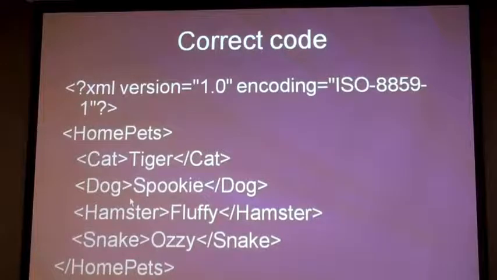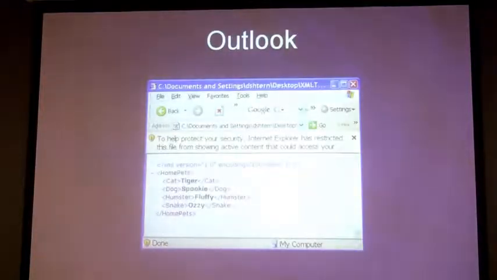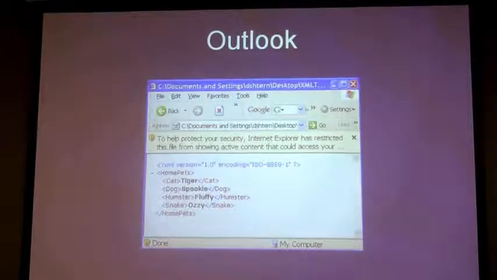It should be like this, and after I corrected the code, this should be shown in a browser. Sometimes you see this yellow stripe on the top of the browser window. The reason for this is that an XML document potentially can contain malicious code, because an XML document can contain binary code which can harm your machine.